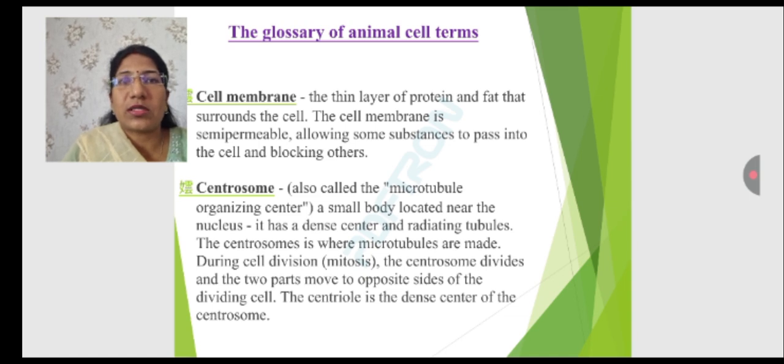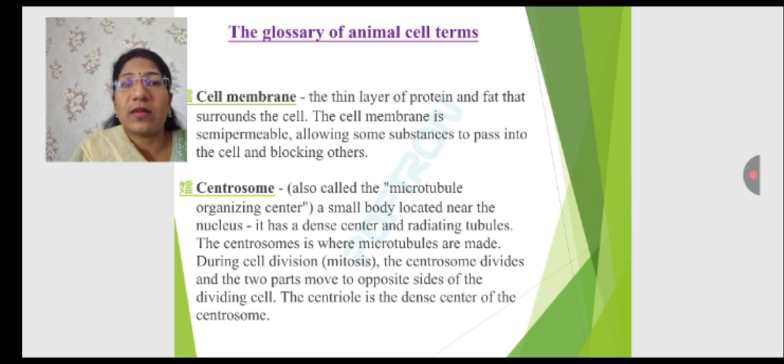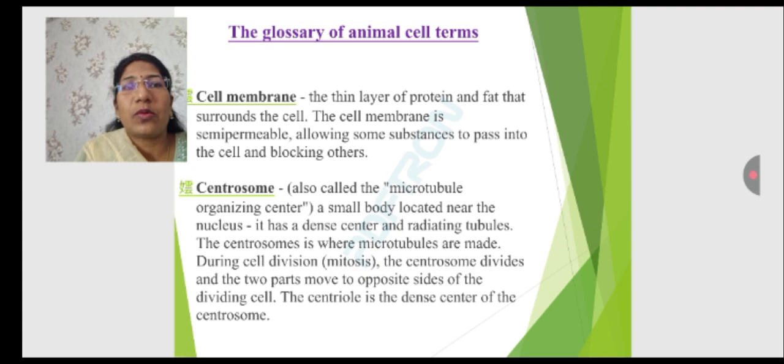Then another organelle in the glossary, the centrosome. The centrosome is also called the microtubule organizing center. This is a small body located near the nucleus. It has a dense center and radiating tubules. This centrosome is where the microtubules are made. At the time of cell division, that means at the time of mitosis, this centrosome is divided into two parts and moves to opposite sides of the dividing cell. The centriole is the dense center of a centrosome.